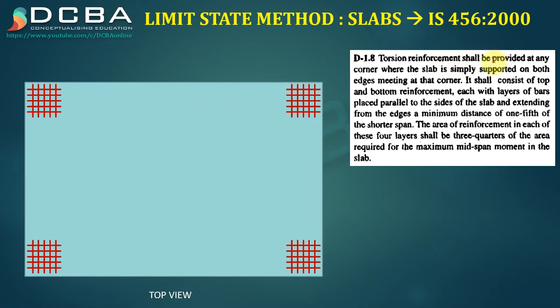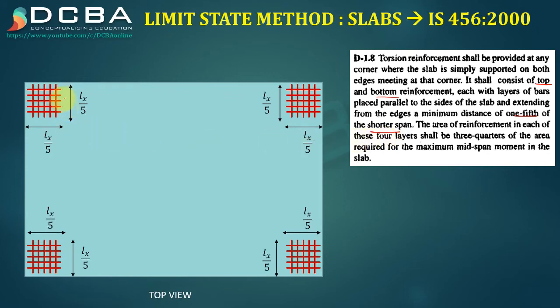The torsion reinforcement shall be provided at any corner where the slab is simply supported on both edges meeting at that corner. It shall consist of top and bottom reinforcement, each with layers of bars placed parallel to the sides of the slab and extending from the edges a minimum distance of 1/5 of the shorter span. So the span of this torsional reinforcement is 1/5 of the shorter span. So it is kind of a square mesh shape type of reinforcement that we give at the corners, so that our corners are prevented from lifting up.